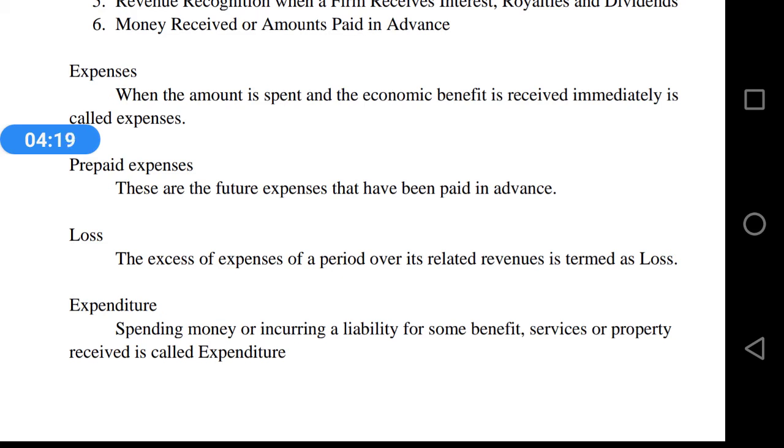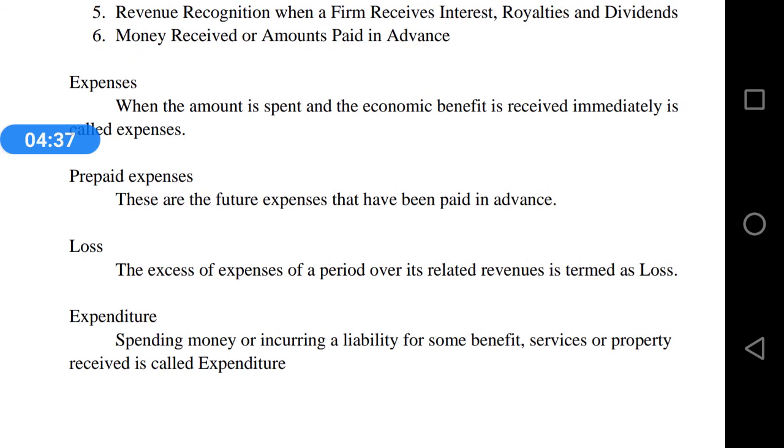Okay, then loss. The excess of expenses of a period over its related revenues is termed as loss. Or in simple terms, when expenses are more than the related revenues, it will be called as loss. Then what is profit? Excess of income over its related expenses is known as profit.